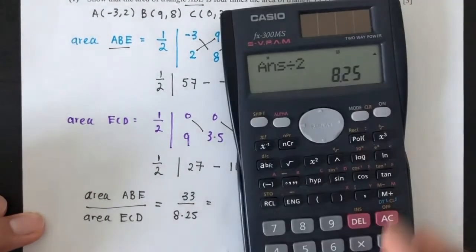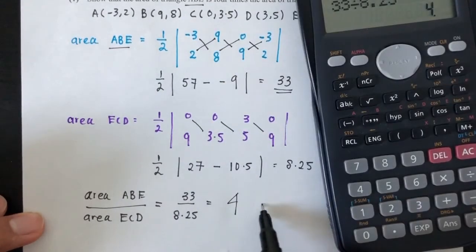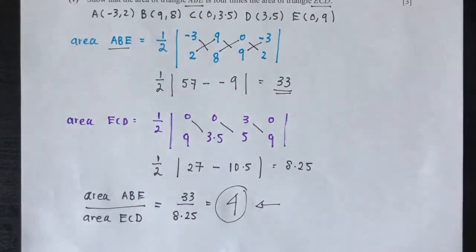Let's see what we get. That should give you 4. So this shows that it is 4 times. So this is your answer for question number 8. Now let's move on to question number 9.